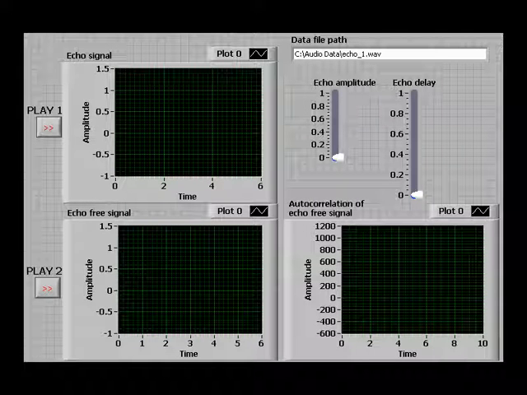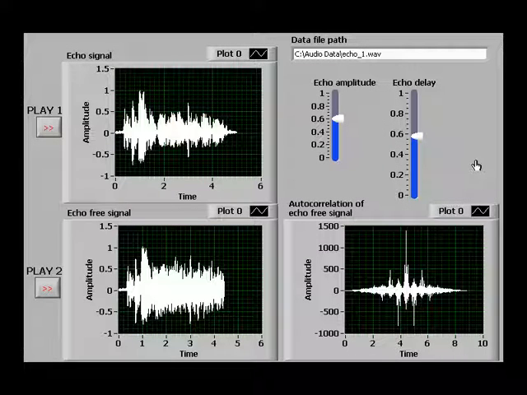Here is a video demonstration of how one can vary the parameters of the system interactively and do both quantitative and qualitative analysis in order to remove the echo from the original signal. First, let us set some arbitrary value for the echo amplitude and echo delay and run the program. Now let us play the original echo signal and the echo-free signal.